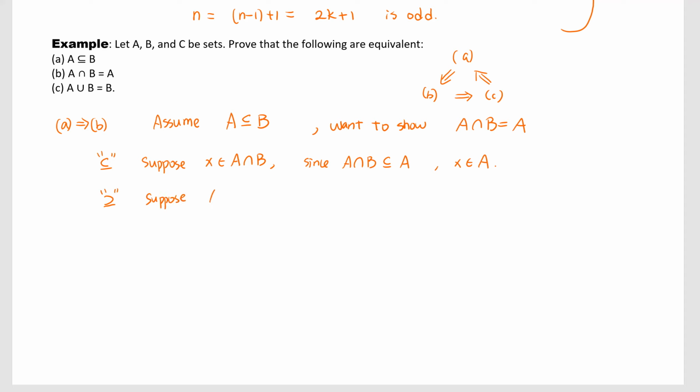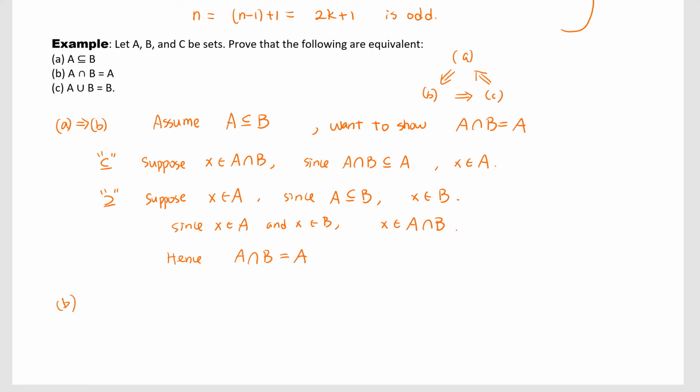So suppose X is in A. We want to show X is in A intersect B. Since A is a subset of B, by definition of subset, we have X is in B. And since now we have X in A and X in B, then we get X is in A intersect B. Therefore, combining those two directions, hence A intersect B equals A. So now we have proof B.